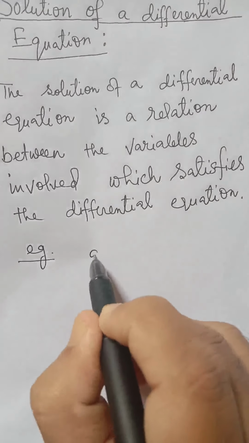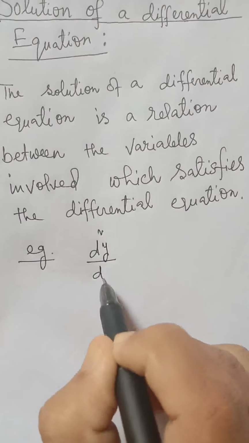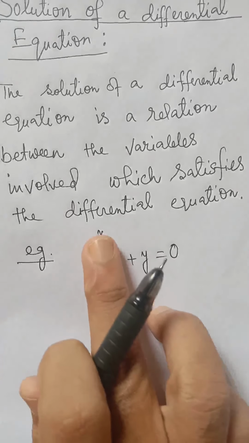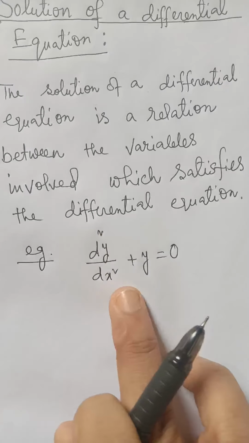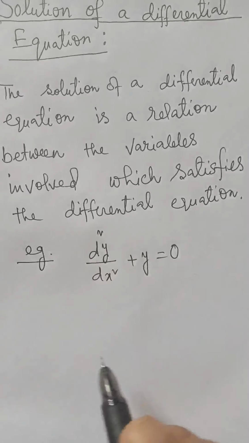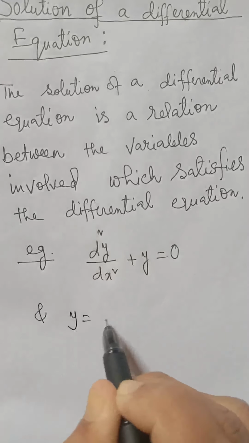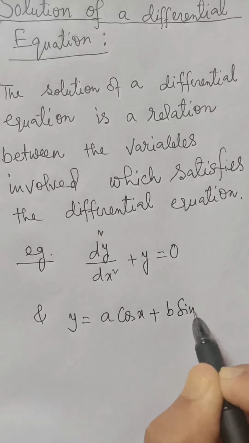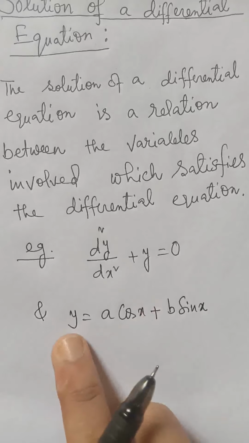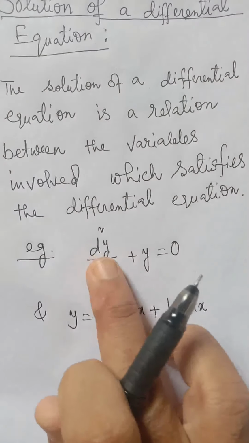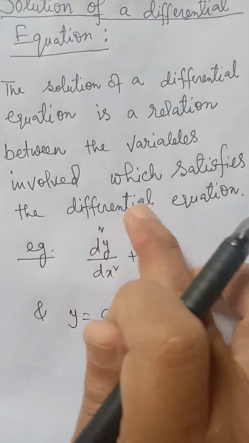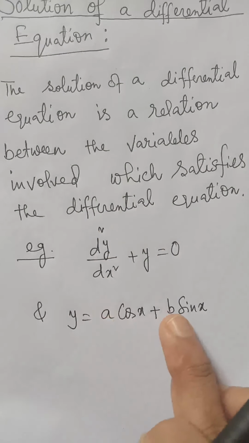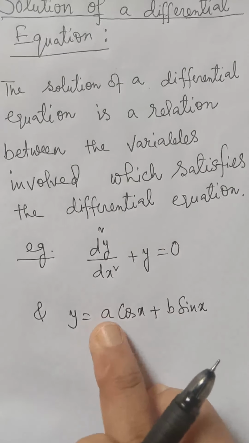Now, for example, d2y by dx square plus y equal to 0. This is a relation between differential coefficient and variable, so this is a differential equation. And y equal to a cos x plus b sin x is a relation between the variables which occur in the equation. The variables in the differential equation are x and y, and this is a relation between x and y with arbitrary constants, a and b.